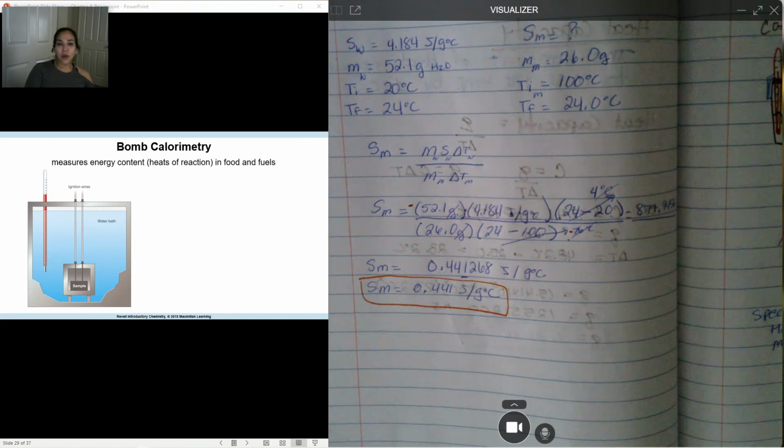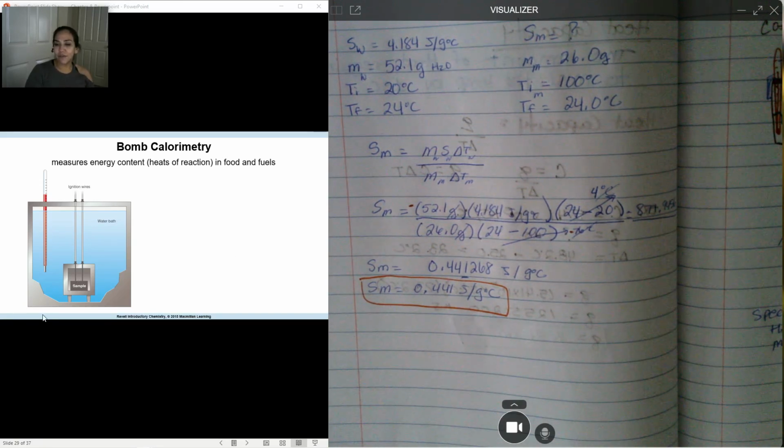Finally, we have a bomb calorimeter. A bomb calorimeter is slightly different from a coffee cup calorimeter. A bomb calorimeter is more controlled. It measures the heat of the reaction for fuels and other high energy chemical changes. In a bomb calorimeter, a test sample is placed in a heavy steel metal container.